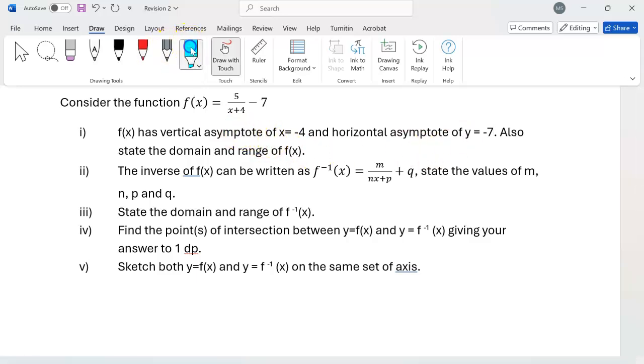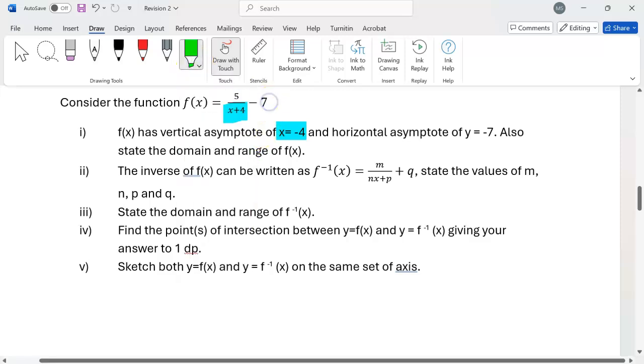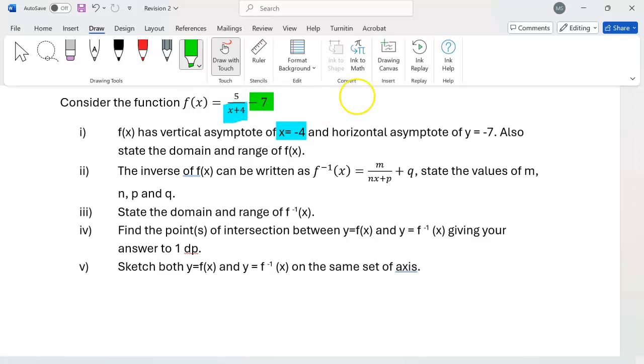For the vertical asymptote, you take this, and for the horizontal asymptote, you take this, including the sign. If it's positive, then you don't need to worry, but if negative you must include it. It's y equals, just copy that value.